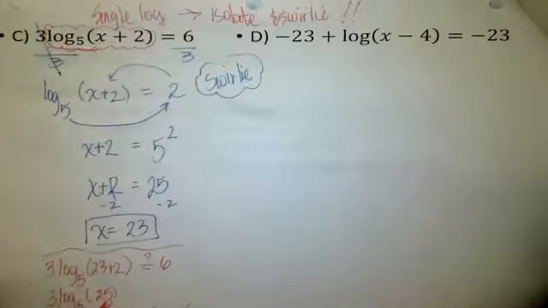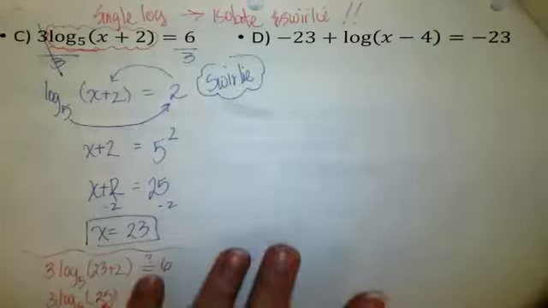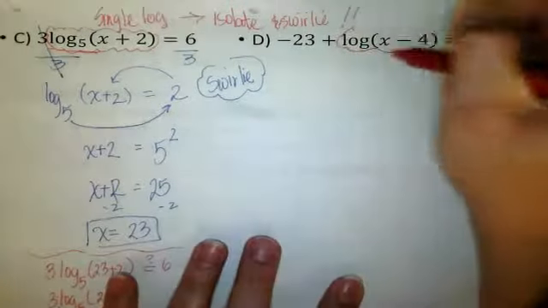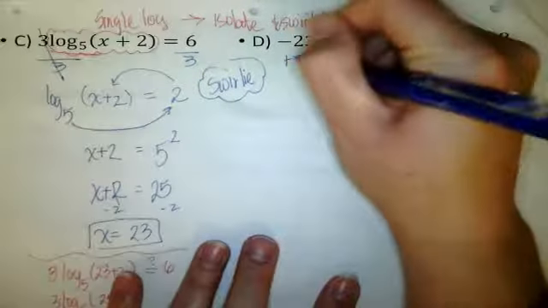All right, last one here. Negative 23 plus log of x minus 4 equals negative 23. Is this the one-to-one property or the single log? Single log. Okay. All right. So again, it's a single log, so we want to isolate. How do we get this log by itself? Add 23.